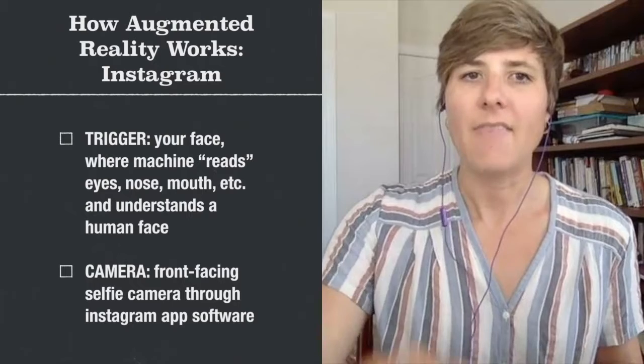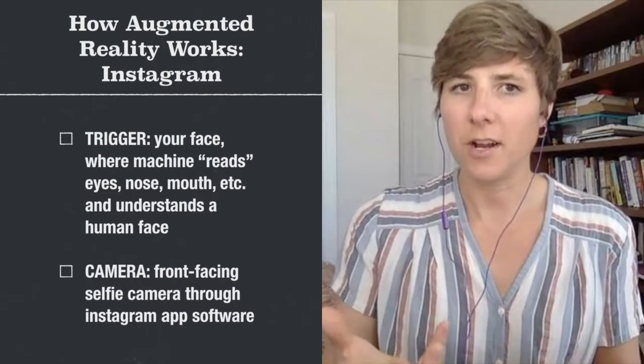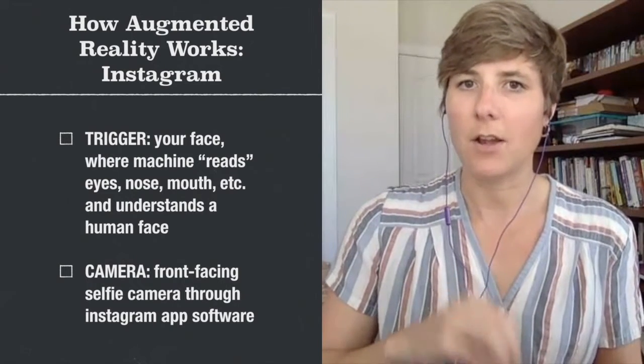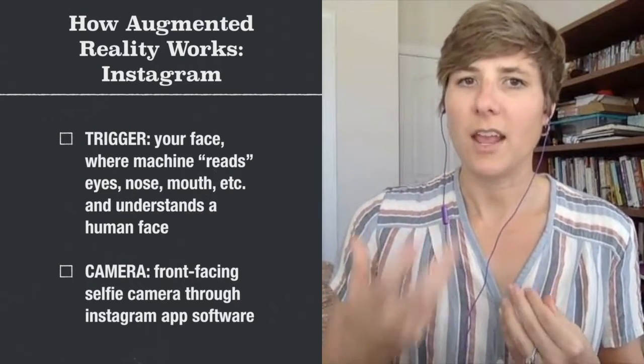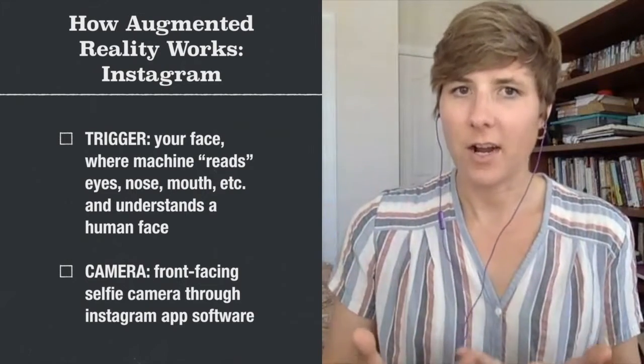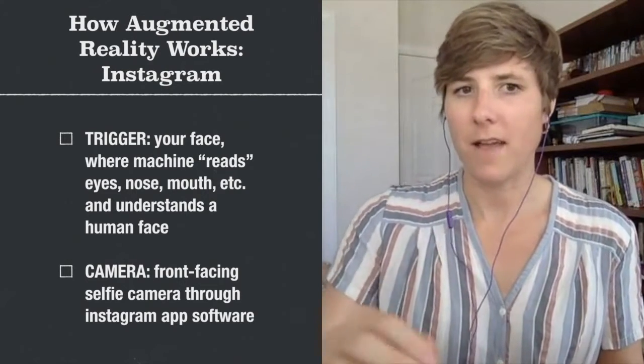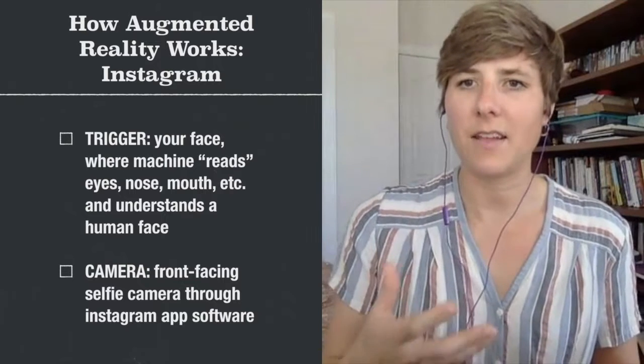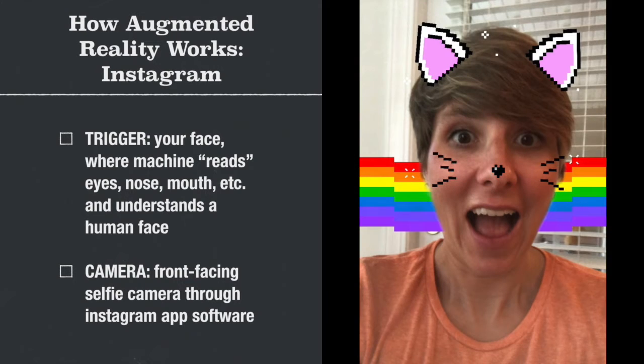And then besides this trigger, of course, there's the front-facing camera on your phone, which is used to position yourself in the frame so that it can then find the trigger, which is your face, and map on those filter effects. And we can see this with lots of different examples. For instance, here, the trigger and camera effectively map cat ears and whiskers and a nose onto my face, but placed in the right places, right?